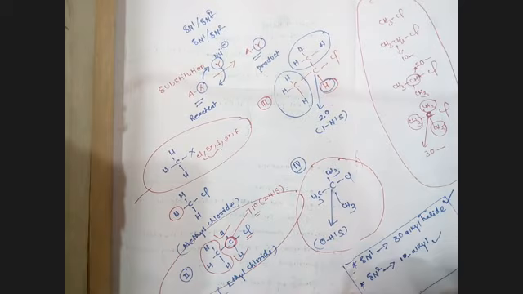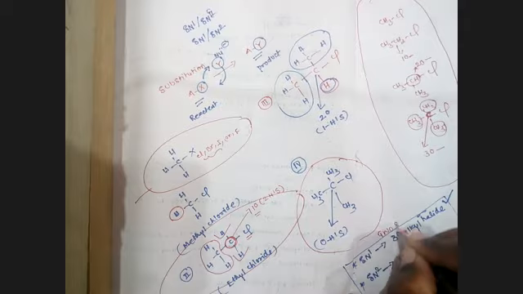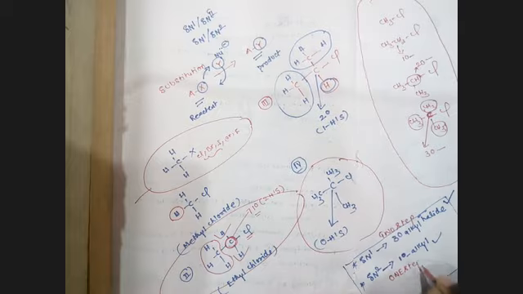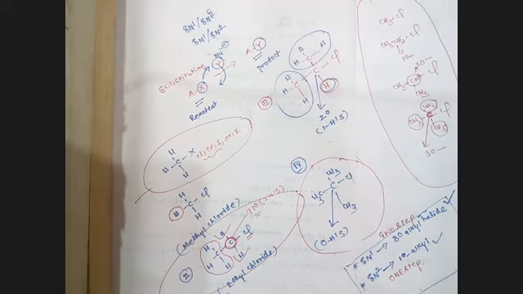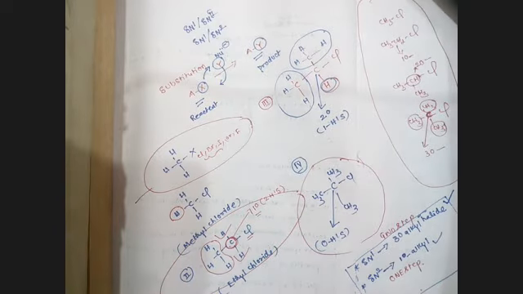An SN1 reaction is a two-step reaction. An SN2 reaction is a one-step reaction. I'm repeating: SN1 is two-step, SN2 is one-step. Now we will go through the reaction mechanisms of SN1 and SN2 in detail.